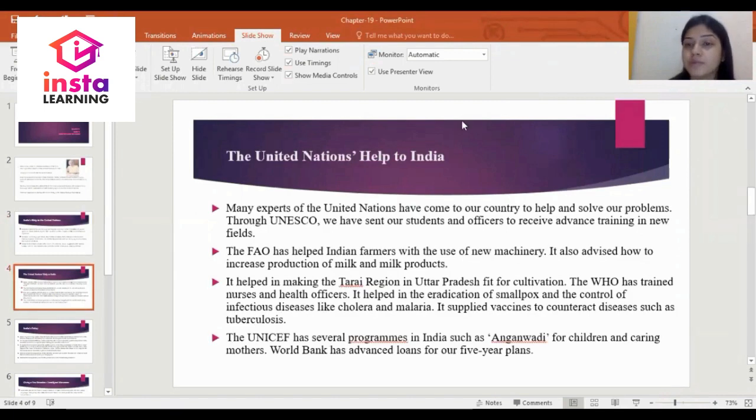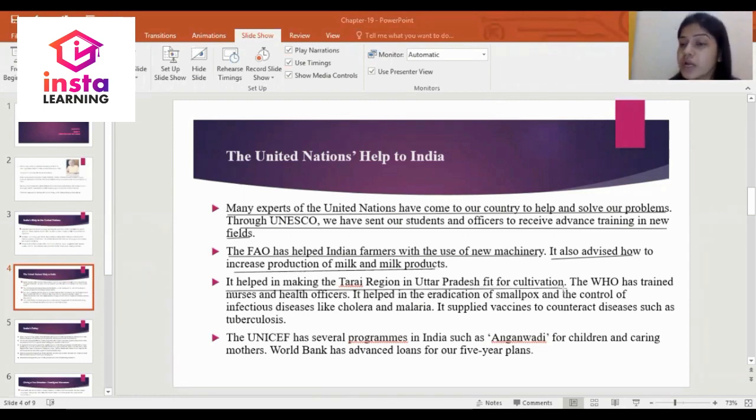United Nations help to India. How does the United Nations help India? Many experts of the United Nations have come to our country to help and solve problems. Through UNESCO, we have sent our students and officers to receive advanced training in new fields. The FAO has helped Indian farmers with the use of new machinery. It also advises how to increase production of milk and milk products. It helped in making the Tarai region in Uttar Pradesh fit for cultivation.